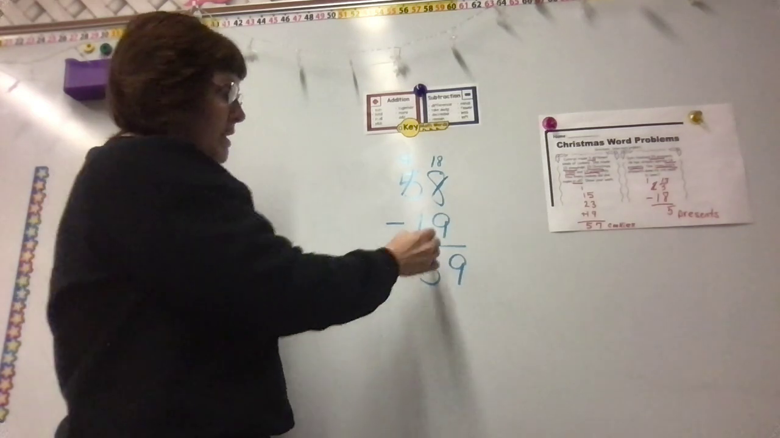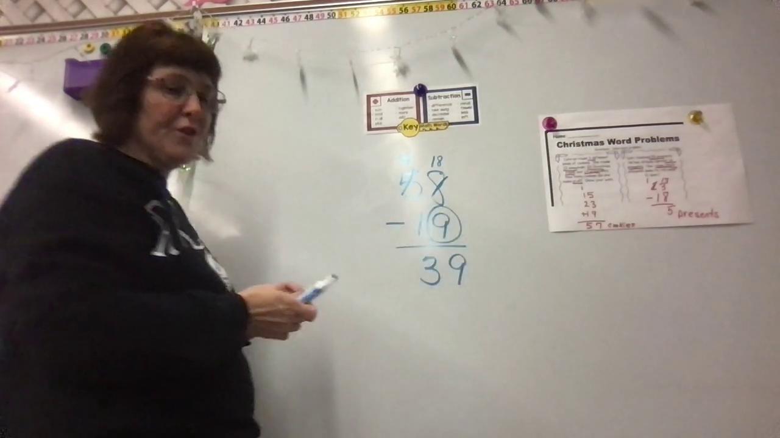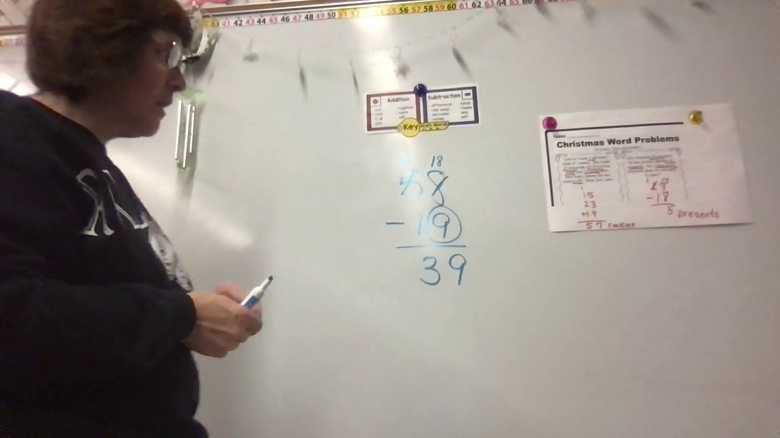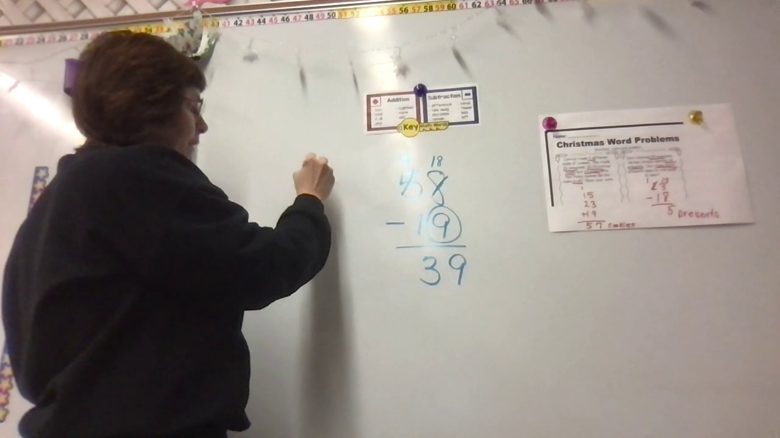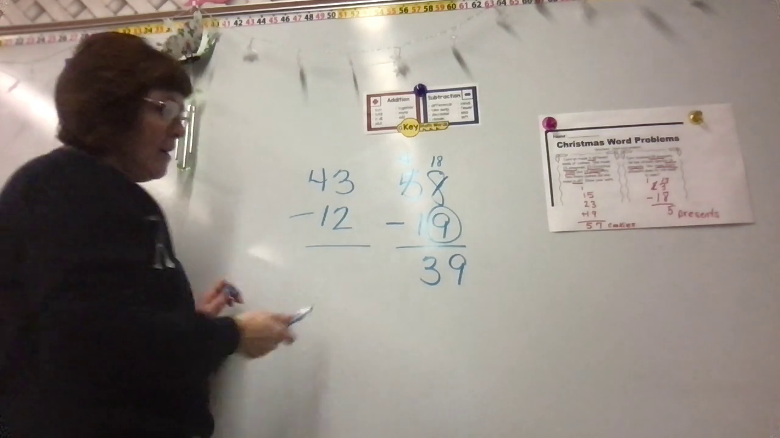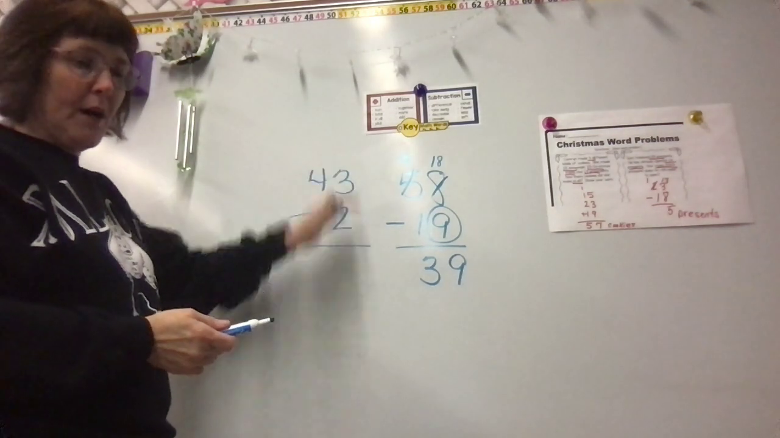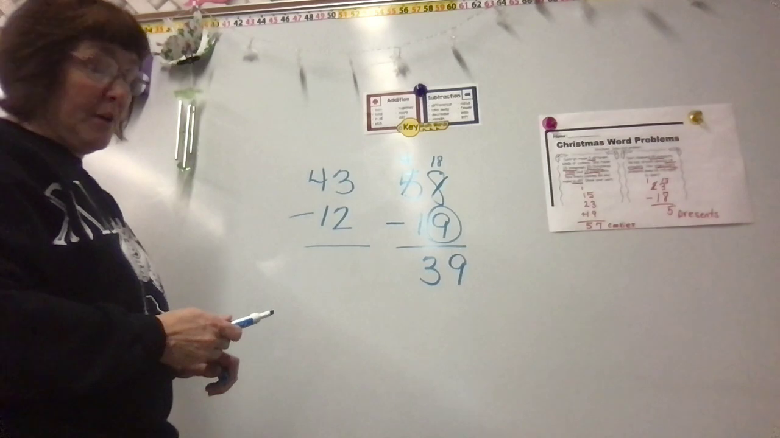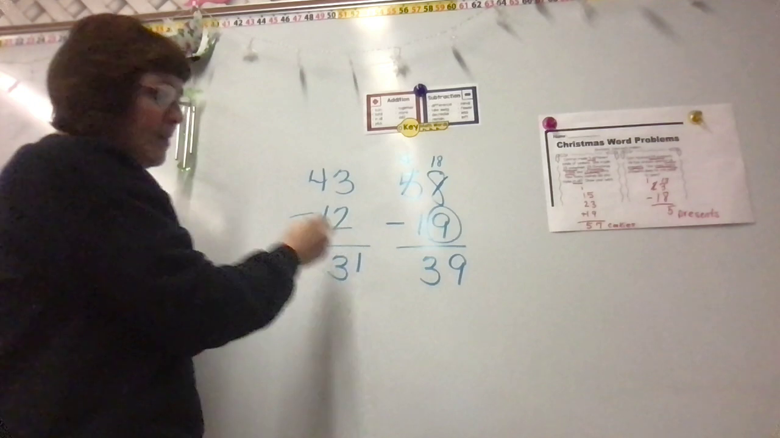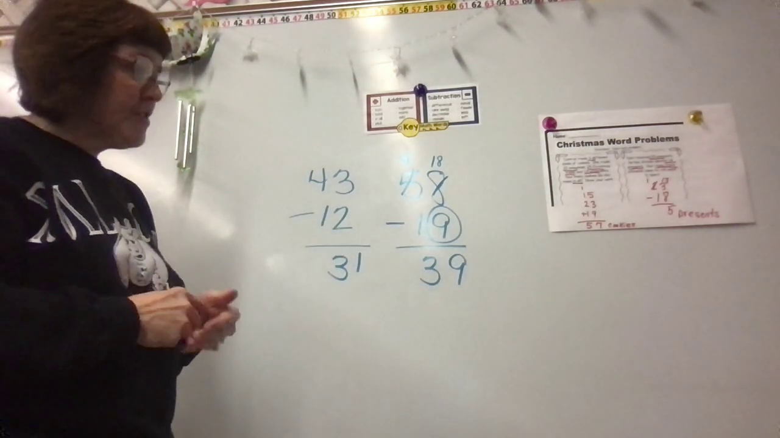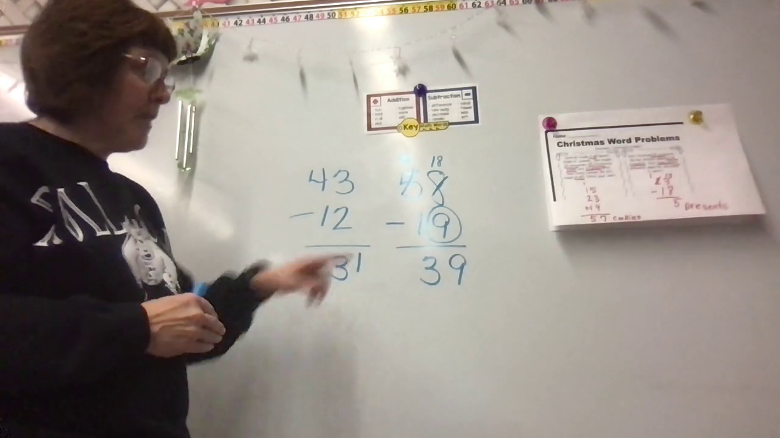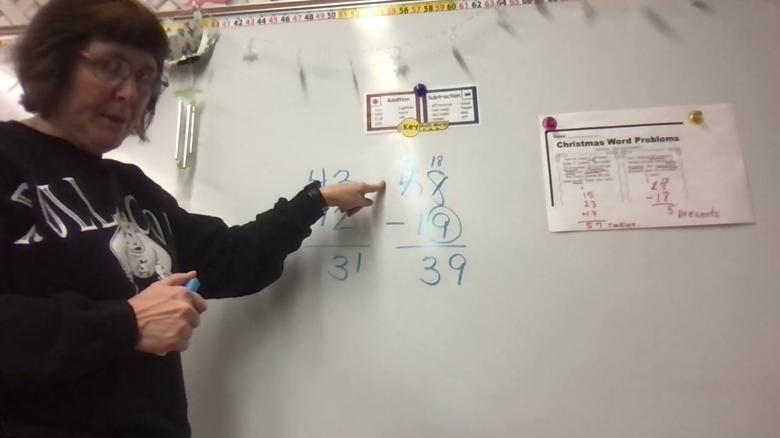You need to always determine what you're going to do by looking at that ones place on the bottom. Okay, if I have 43 minus 12, my 2 is less than my 3, so I can just go ahead and subtract that straight on down. 3 minus 2 is 1, 4 minus 1 is 3, so my answer there is 31. So just make sure to remember to look at your bottom number. Remember, when you're setting up a subtraction problem, that bigger number always has to be on the top.